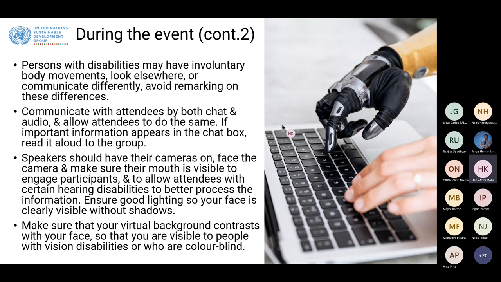A very important point: persons with disabilities, especially persons on the autism spectrum or persons who have obsessive compulsive disorders or other sensory or mental disorders, might have involuntary body movements. It's sometimes very hard to look away when you see someone experiencing this kind of involuntary body movement, but always try to look elsewhere and communicate without using eye contact if it's going to be difficult, and avoid remarking on these differences, because this will not resonate very well with the person who is exhibiting this.